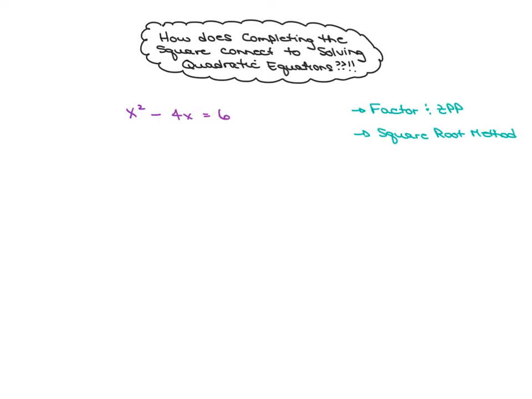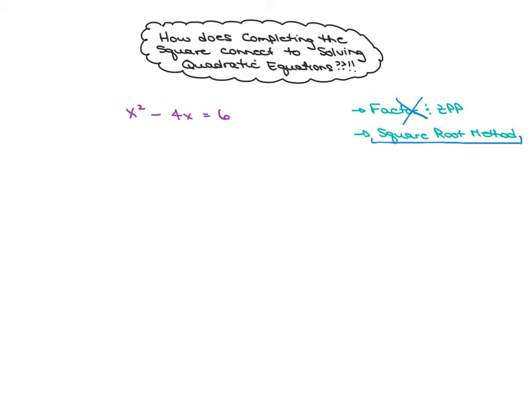All right, welcome back. So at this point in the lesson, I really hope you're thinking, what in the world does completing the square have to do with solving quadratic equations? All right, let's return to our original equation that we couldn't factor at the beginning of the lesson. Remember, we tried to factor it and use the ZPP, didn't work, and there's no way we can take a quadratic that can't be factored and factor it. So this means that we're going to need to get creative with the square root method.